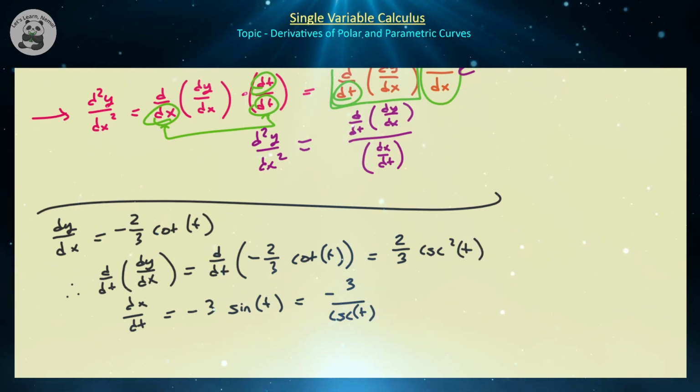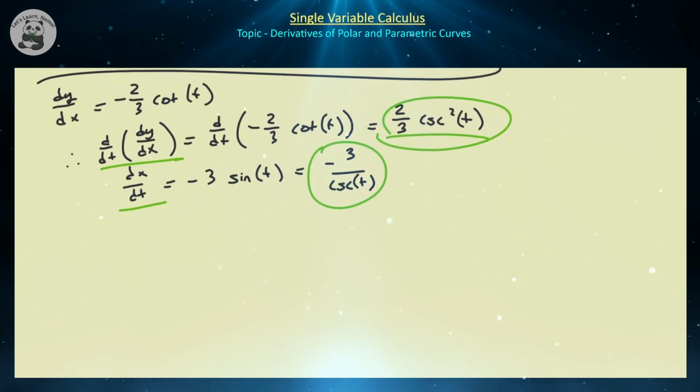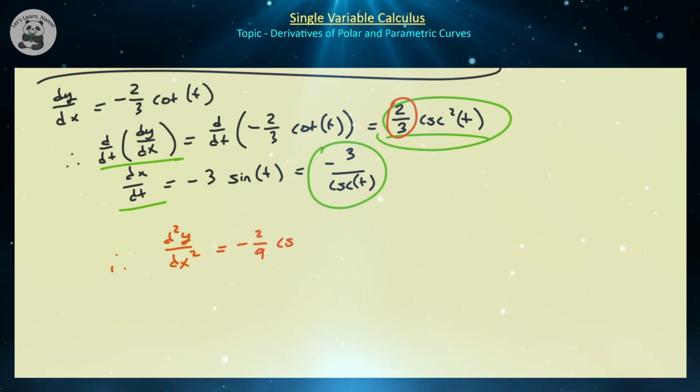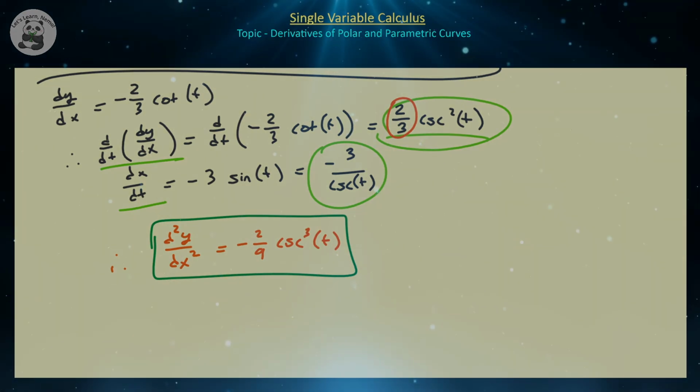So once we have the derivative of dy/dx with respect to time and dx/dt, we just divide these two expressions. So once we do that, the second derivative of y with respect to x is just going to be equal to 2/3 divided by minus 3/1. So that's going to be equal to minus 2/9 times cosecant cubed of t. And that's the expression for d²y/dx².